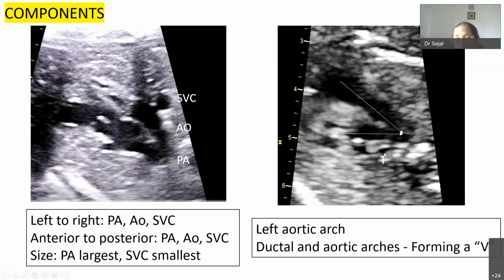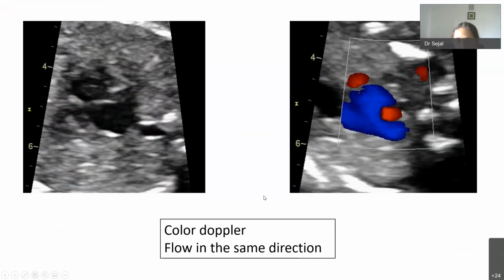This is the trachea. If my arch is right, the arch will go like this, where it's going to form a U with the ductal arch. So if I have the arches which form a V, then it is a left aortic arch.